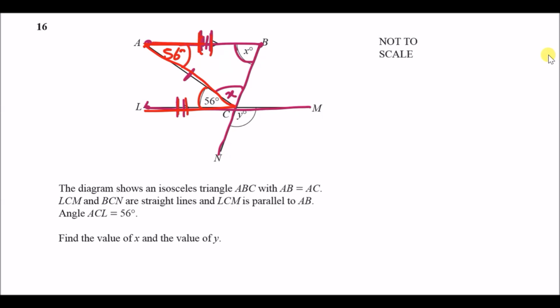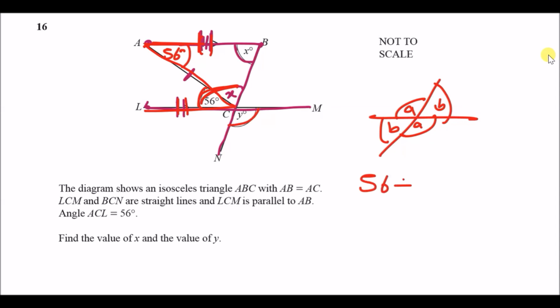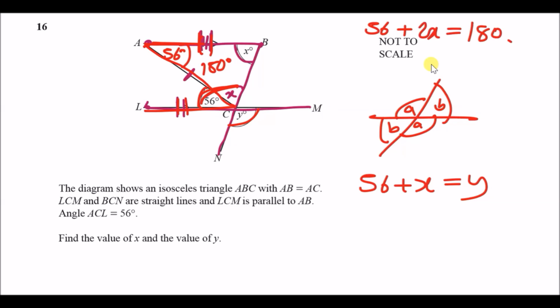Another thing to note is that because you've got two straight lines like this, if you've got an angle here, A, then this would also be A. If this was B, this would also be the same as B. Looking carefully, we have 56 plus X must equal Y. We also have a triangle here, ABC. And we know that all angles in a triangle add up to 180 degrees. So we can say 56 plus X plus 2X must equal 180. Okay, so we have two equations. Now from this, we can find the value of X and Y.